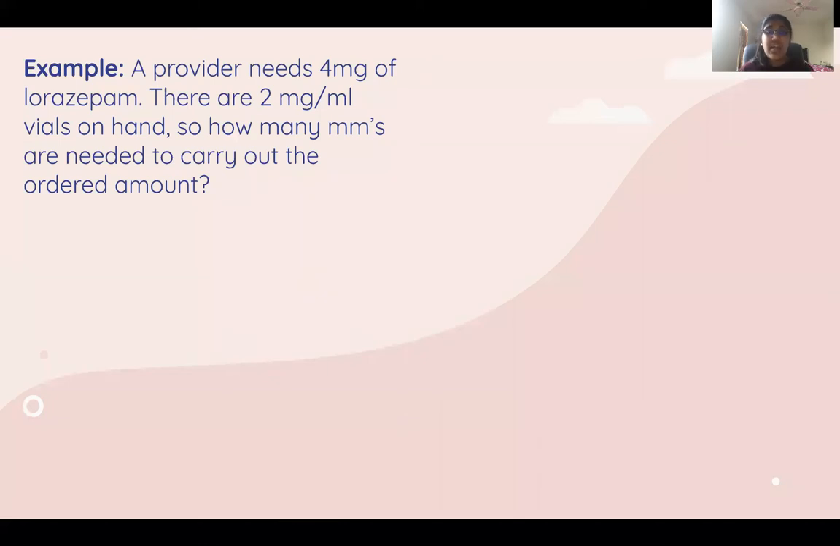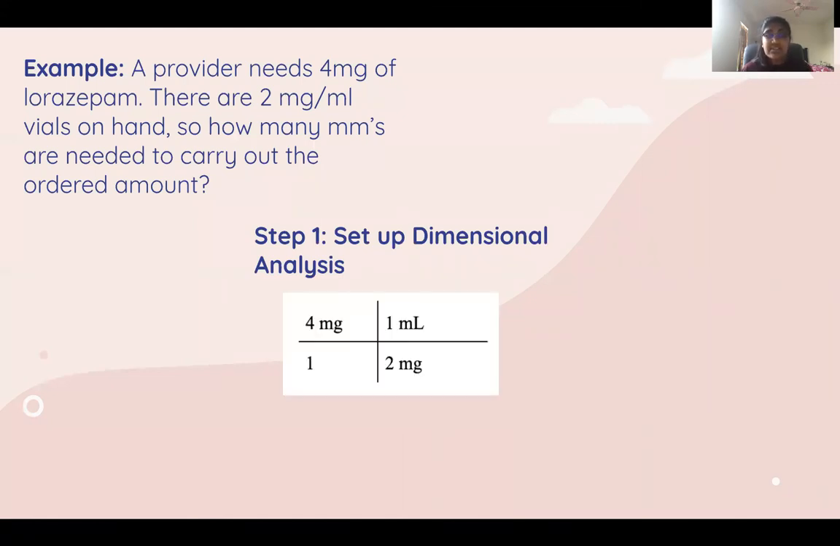Example: a provider needs 4 milligrams of lorazepam. There are 2 mg per ml vials on hand. How many mLs are needed to carry out the ordered amount? First, let's set up the dimensional analysis method. As you can see here, X is equal to 4 mg over 1 times 1 ml over 2 mg, and if we solve this, this would be equal to 2 ml.